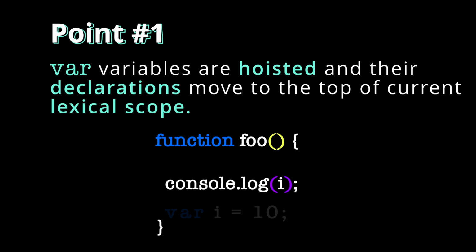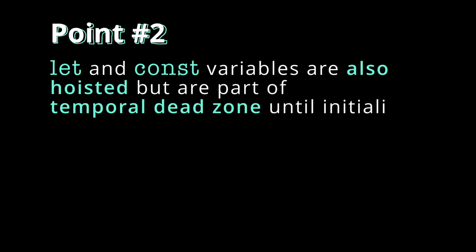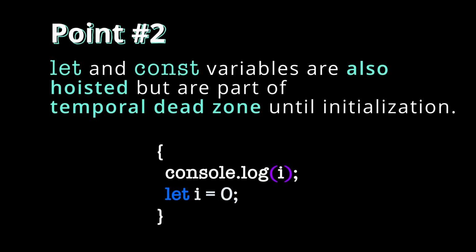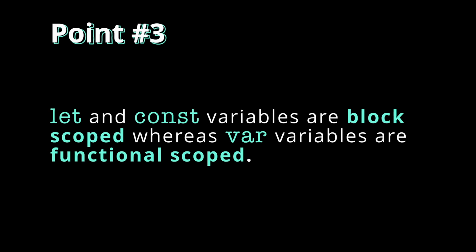Point number 1. Var variables are hoisted and their declarations move to the top of the current lexical scope. Point number 2. Let and const variables are also hoisted but are part of the temporal dead zone of the current block scope. Until initialization, any reference to that variable inside the same block will result in a reference error. Point number 3. Let and const variables are block scoped and var variables are function scoped.